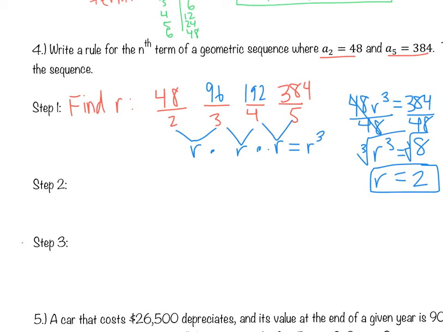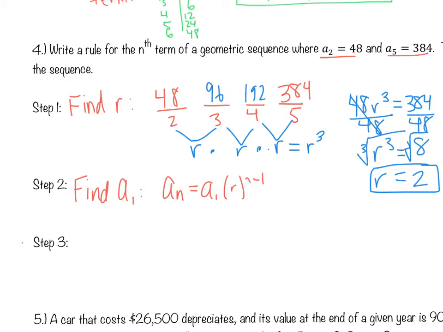And then just solve. So once we have r, now the next step is, well, now we've got to find the first term. So find a sub 1, and we're going to do the exact same thing we just did above. Just plug everything in now to our formula. So a sub n equals a sub 1 times r to the n minus 1, and I'm just going to plug everything in.